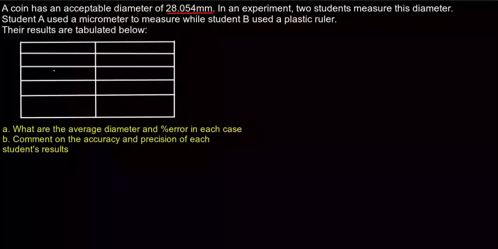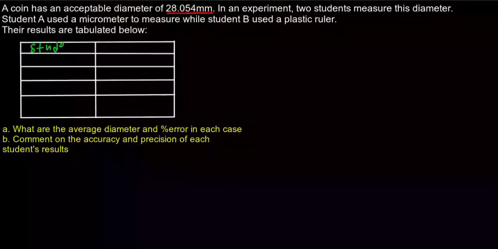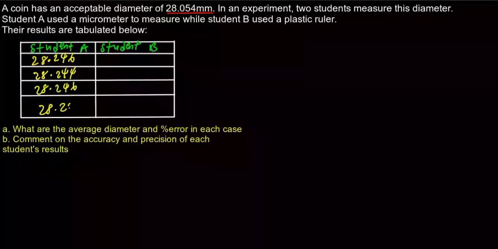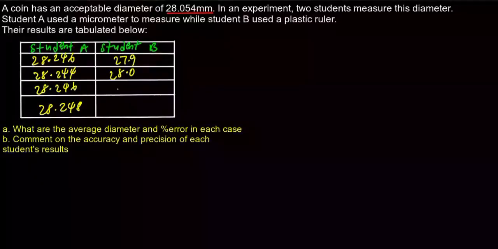So let's look at it. We have student A and student B. Student A has 28.246, 28.244, 28.246, and 28.248. And student B has 27.9, 28.0, 27.8, and 28.1.